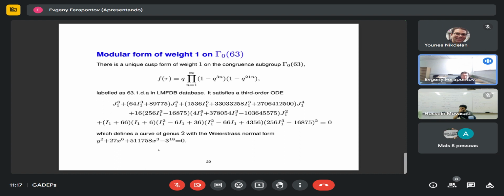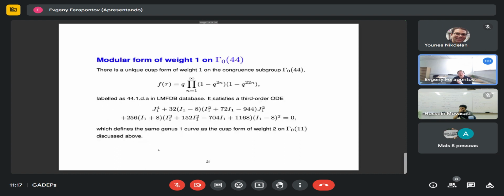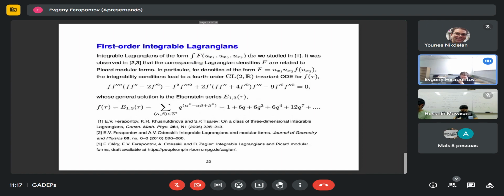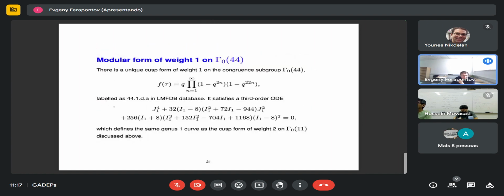Okay, one more interesting example. Let's take a modular form of weight 1 on Gamma_0(44). Here is the equation. This is the formula for f. Again, it has a label in the LMFDB database. Here is the label, and this form satisfies a third order ODE, which is written here. Right, this is a third order ODE.